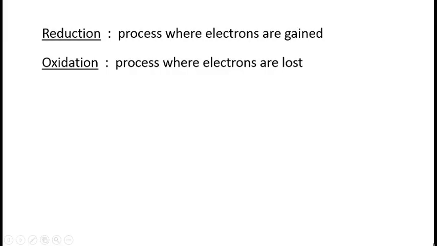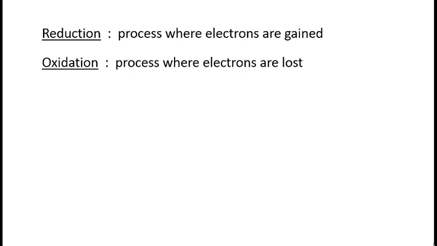Reduction is defined as a process where one or more electrons is gained by a chemical species. Oxidation is defined as a process where one or more electrons is lost by a chemical species. You might already see that in an electron transfer reaction, both processes must be occurring, where one species gains and the other loses.